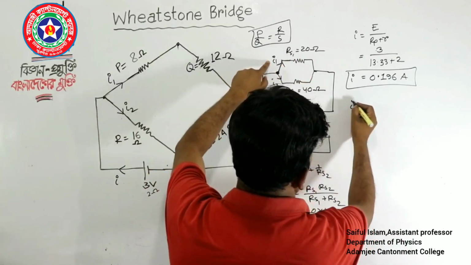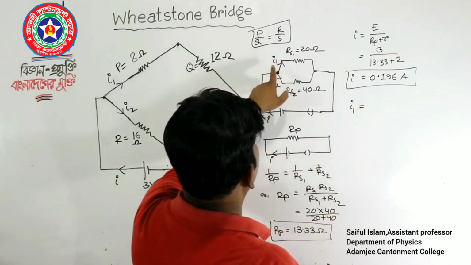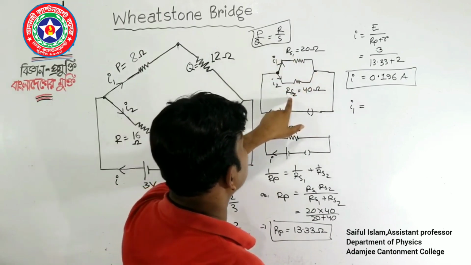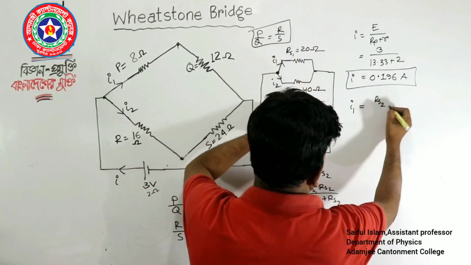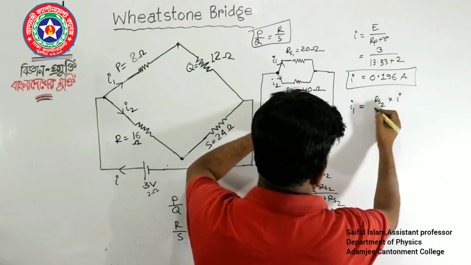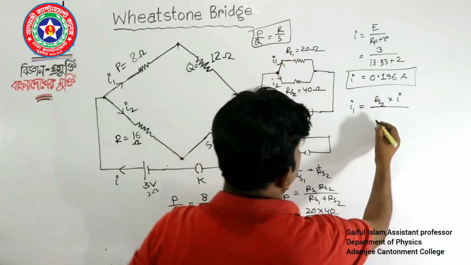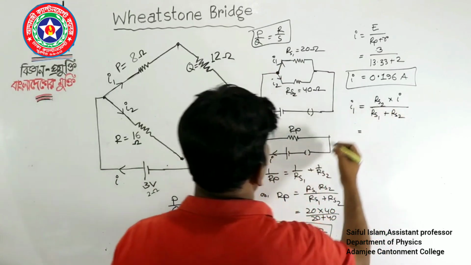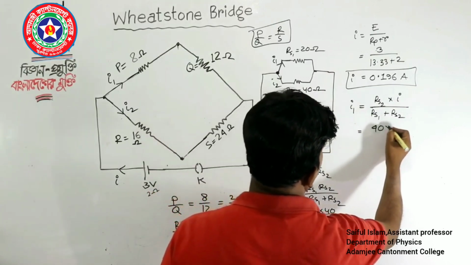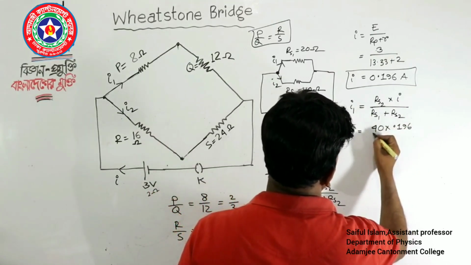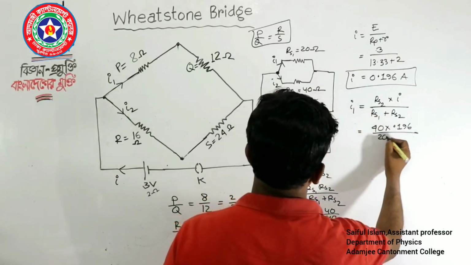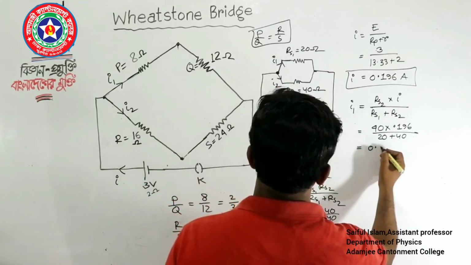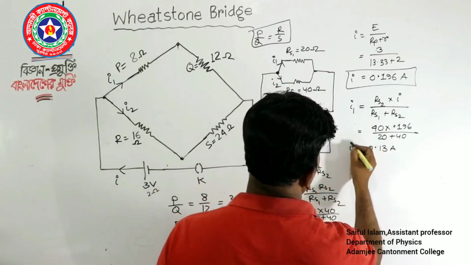Now we have to calculate the current I1 which is passing through RS1. We know I1 is passing through the resistance RS1, so the opposite resistance is RS2. First we write RS2 times the main current I divided by the sum of the two resistances, RS1 plus RS2. Here RS2 is 40, I is 0.196, divided by RS1 which is 20 plus 40. So from it we get I1 is 0.13 ampere.